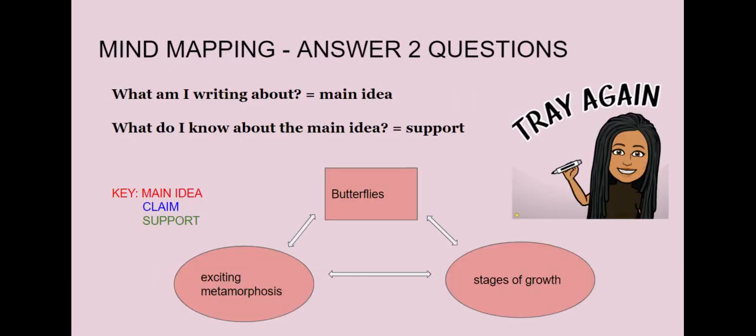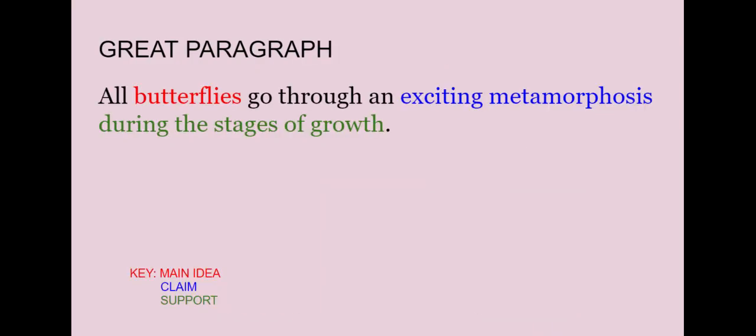Let's try it again. Some more mind mapping. This time we're going to talk about butterflies. Ask yourself those two important questions. What am I writing about? We know it's butterflies. What do I know about it? Well, we know that butterflies go through different stages of growth, and that our claim is that, well, the metamorphosis phase is pretty exciting. So, what can we do with that? How can we turn this information into a topic sentence?